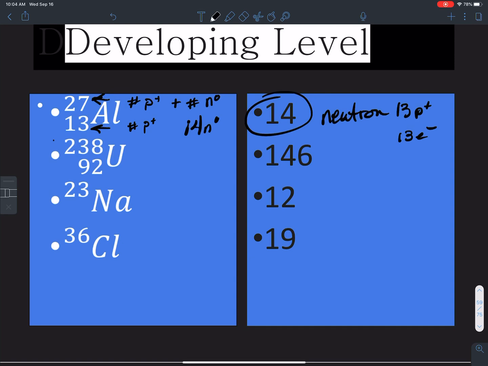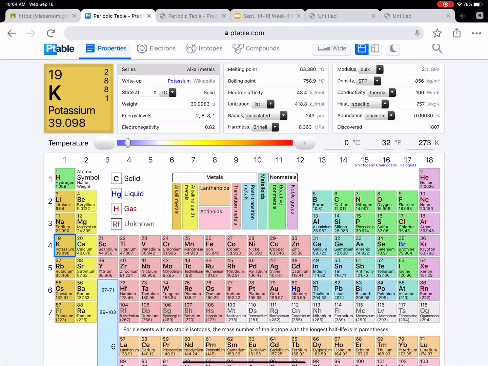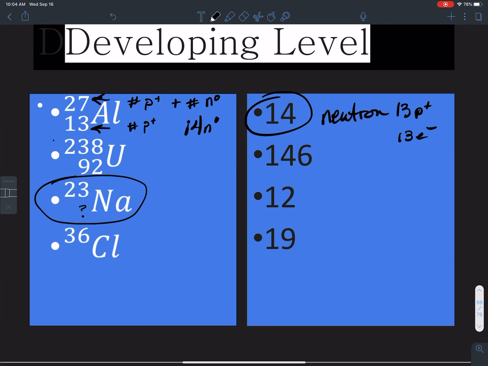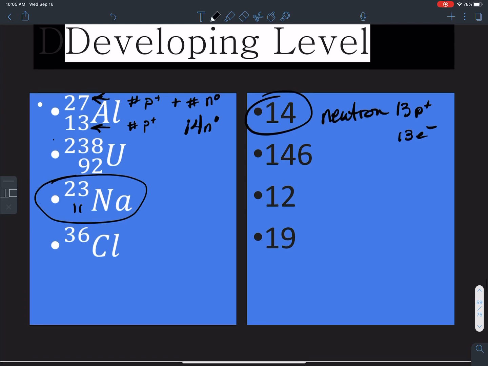All right, we'll do one more. We're going to do one of these down here. So you can notice that we don't have a proton value listed at the bottom, but I wanted to make sure that you understand that this periodic table is always available to you. And if you can find sodium, you can see that number 11 on top is the number of protons. So you can plug that value in, 11. And if we subtract 11 from the mass value, you're going to get the number of neutrons. So it's going to be 12. 12 neutrons.